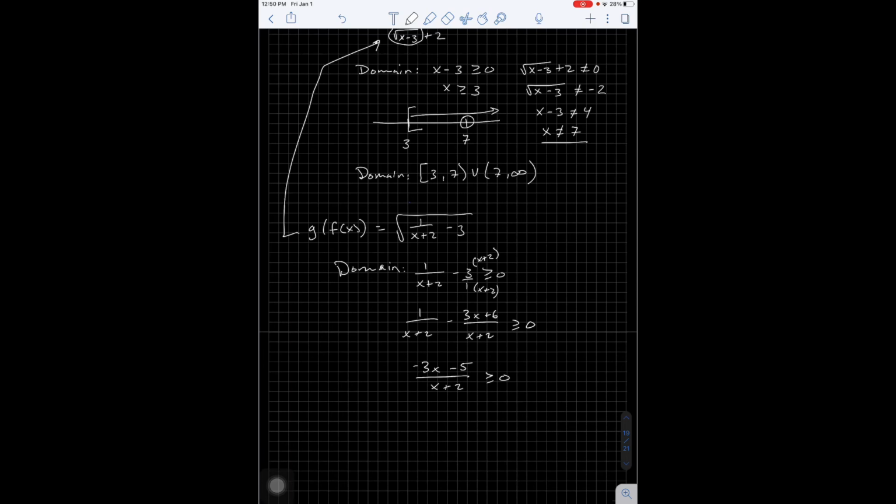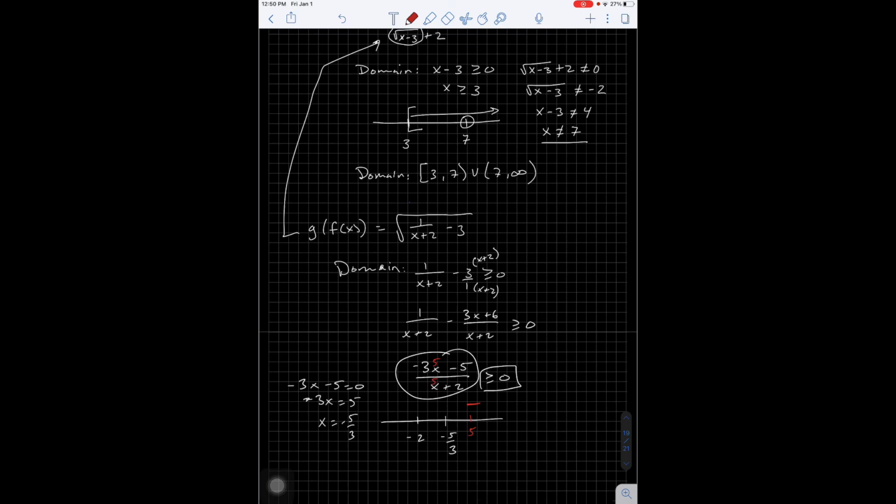All right, and then I get my critical points and I make a sign chart. So this is a negative 2. Negative 3x minus 5 equals 0 when x equals negative 5/3. So that's here. Okay, and we test points to see where this is greater than 0, or where it is positive. If you take, let's take 5, for example, and plug that in, that's going to be a negative over a positive, which gives me a negative number.